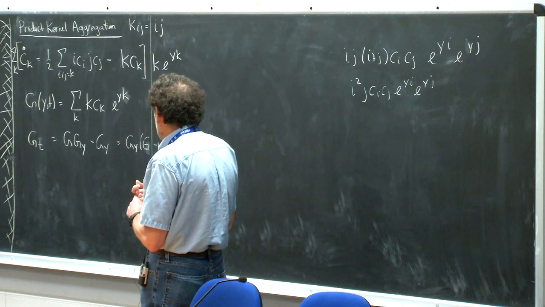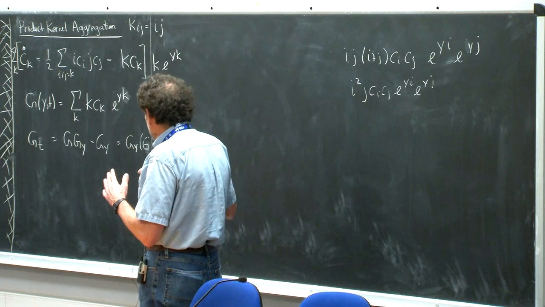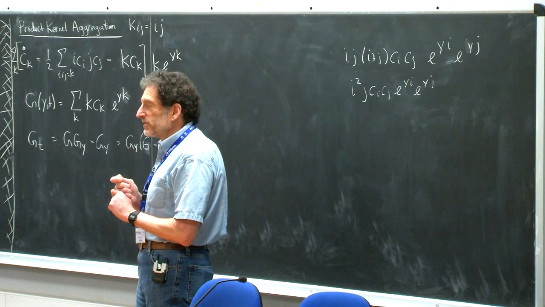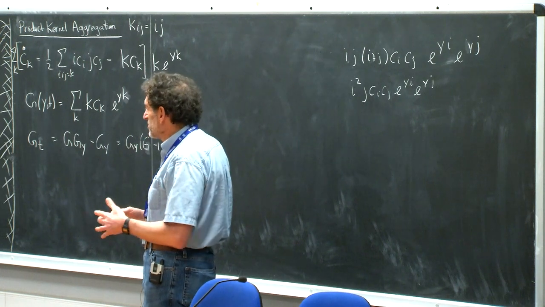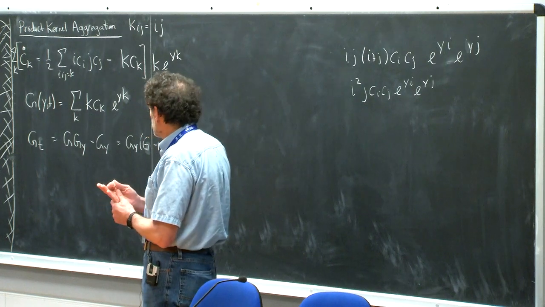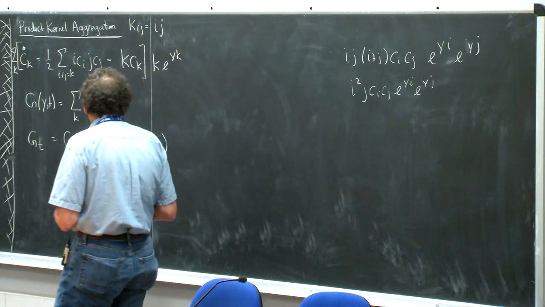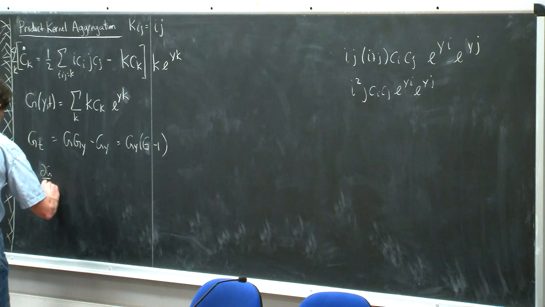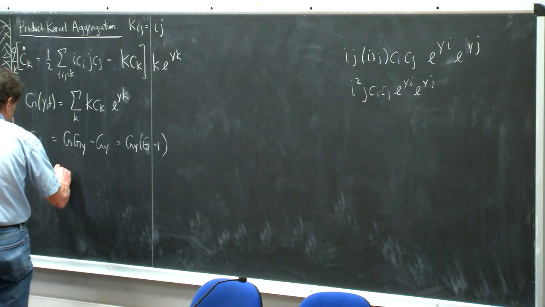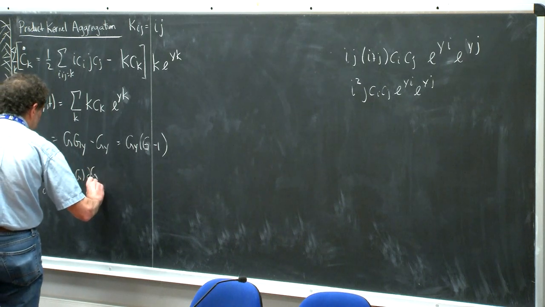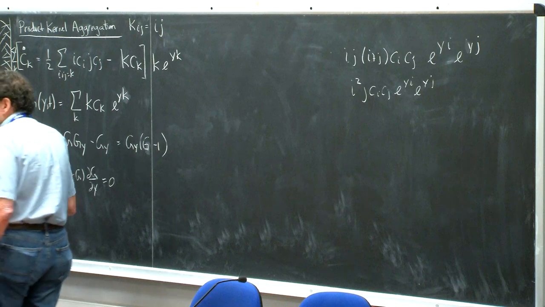So that's one point. Second point is now we want to solve this equation. And again, it's a first-order partial differential equation. It's soluble by the method of characteristics. And if you haven't seen the method of characteristics, it looks mysterious, but it's something that any math major will take, and it's very simple in principle. So let me rewrite this equation as Gt. Actually, let me be really pedantic. I'll write it as dG/dt plus (1 minus G) dG/dy is equal to 0.